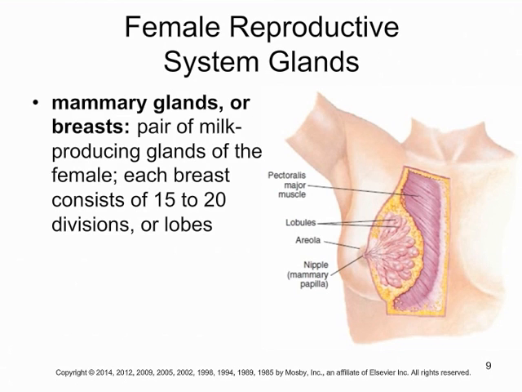Here's a picture of what the mammary glands or breasts look like in cartoon form, kind of under the skin. Their job is to produce milk for the newborn infant after pregnancy. And you'll see that each breast consists of 15 to 20 different divisions or lobes, and each one of those lobes is a sac that fills with milk during lactation.